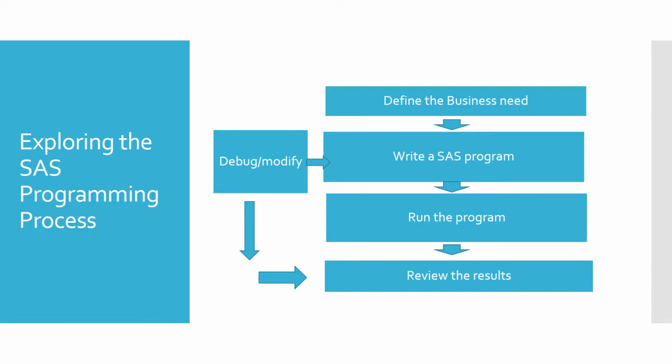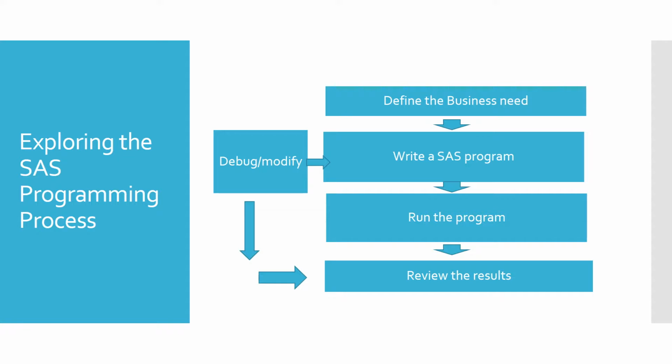Exploring the SAS programming process. These are several steps that we have to go through in order to create a SAS program. First, we have to define the business need. In order to define the business need, we need to consult with the business team and business analysts. We can also define the business need by reviewing some documents.